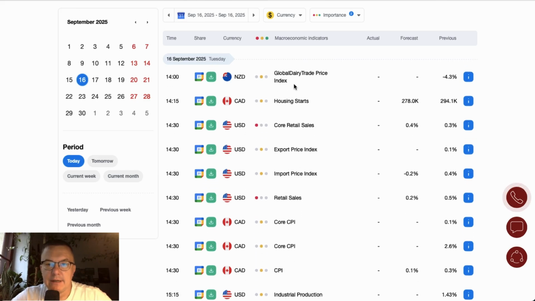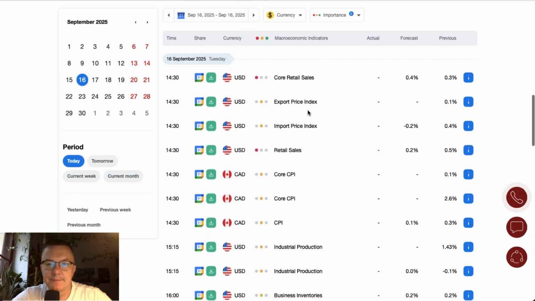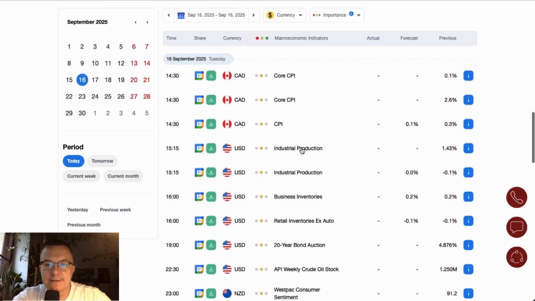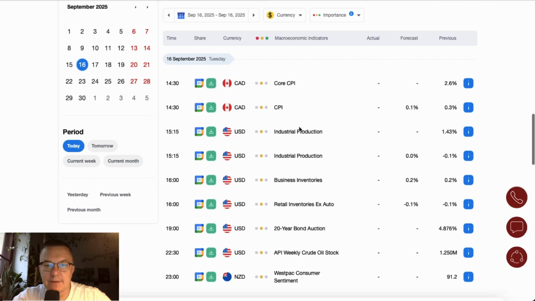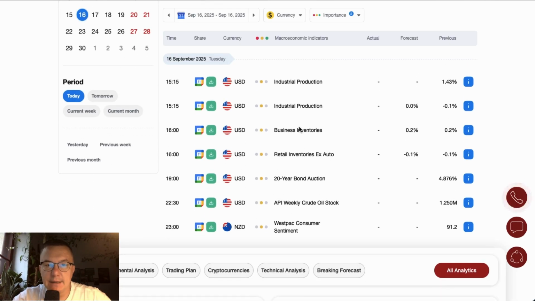Global dairy trade price index from New Zealand is scheduled for release at 2 o'clock. 15 minutes later, we got housing starts data from Canada, and then we got the major events of today. At 2:30, we got core retail sales and retail sales data from the US, CPI and core CPI data from Canada. And then at 3:15, we got industrial production.